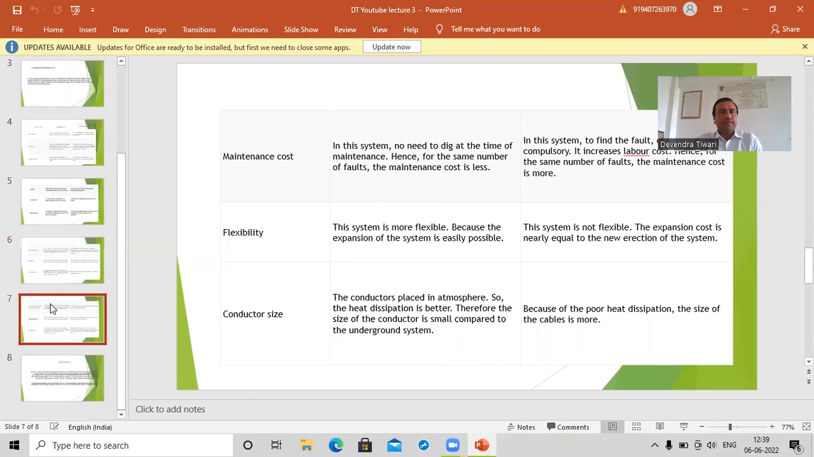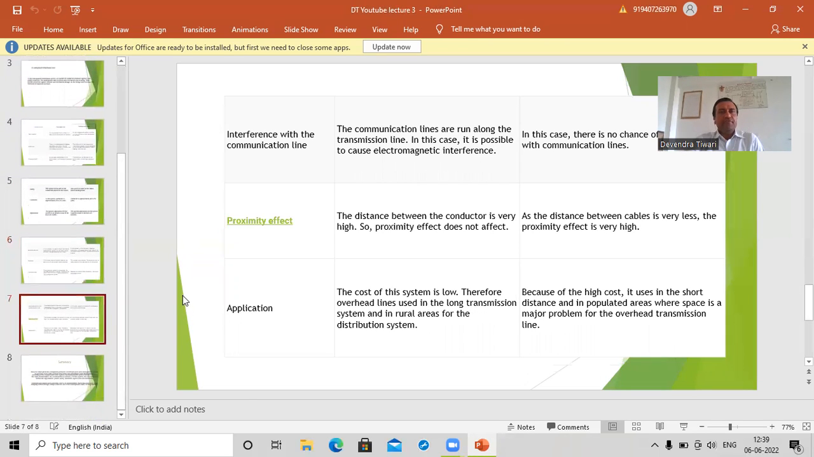We move to the next slide. The next point is interference with the communication line. In case of the overhead line system, the communication lines are run along the transmission line. In this case, it is possible to cause electromagnetic interference. Whereas in the case of underground cables, there is no chance of any kind of interference with the communication line.